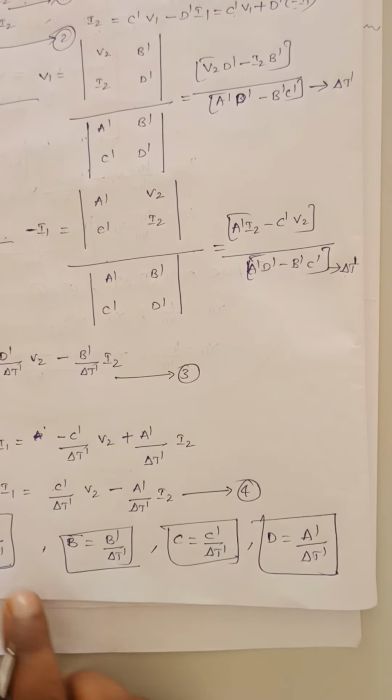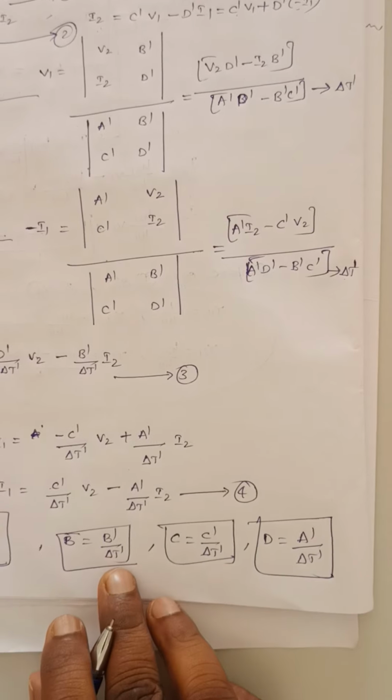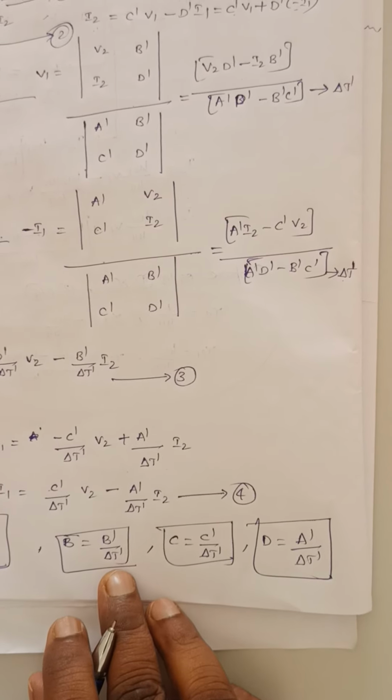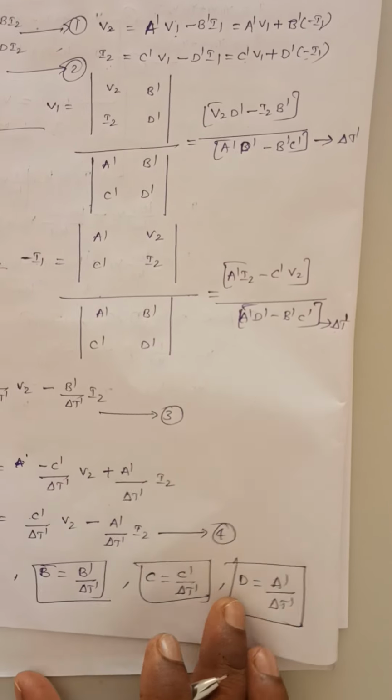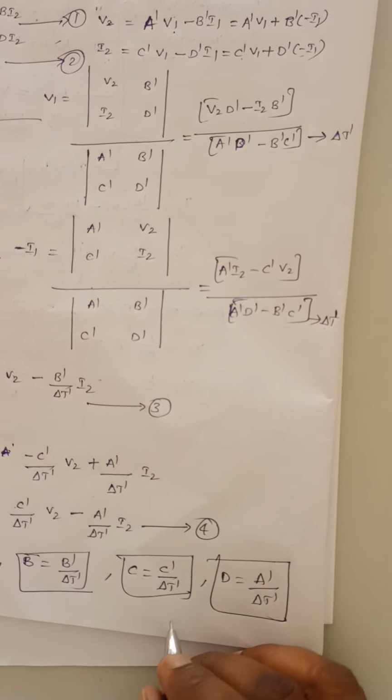A is equal to D dash divided by delta t dash, B is equal to B dash divided by delta t dash, C is equal to C dash divided by delta t dash, D is equal to A dash divided by delta t dash. So it's right. Okay.